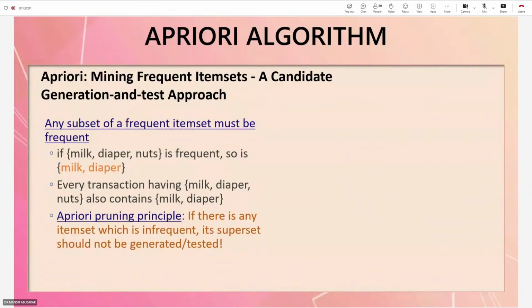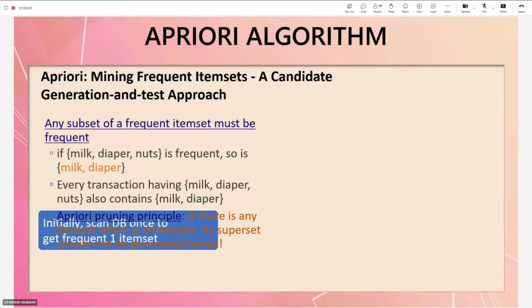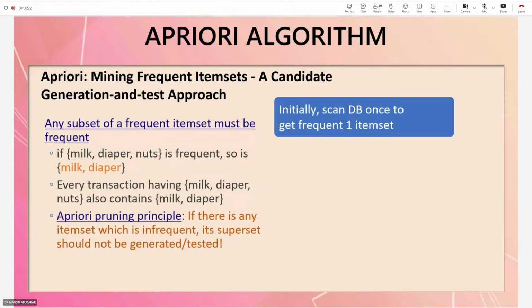So Apriori, as we said earlier, is using what is called a pruning principle. If there is any item set which is infrequent, its superset should not be generated or tested. So as you can see, finally, from the previous calculation, if it is not frequent, then it should not be generated. So this is as steps.